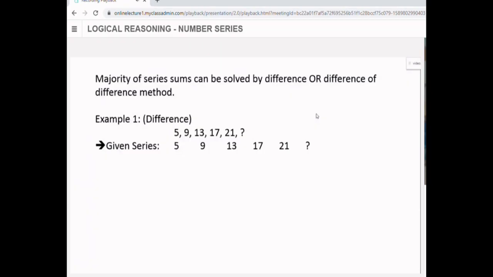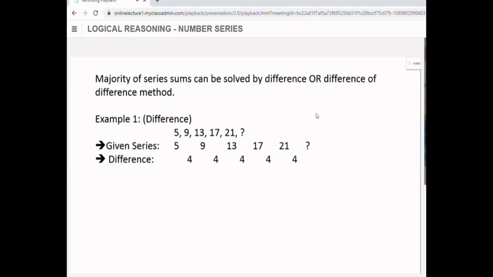I don't know how to get the next number. So the idea is to find the difference between two successive numbers: second number minus the first number. 9 minus 5 is 4. Then 13 minus 9 is 4. This is called the difference. 17 and 13, 4. 21 and 17, 4. The earlier differences are 4, 4, 4, so the next difference also will be 4.